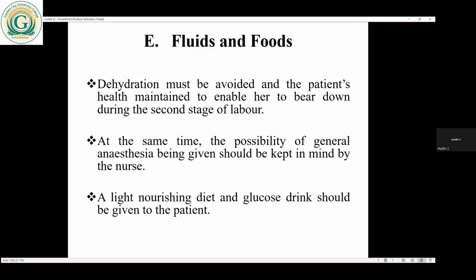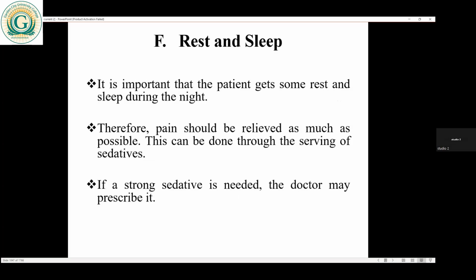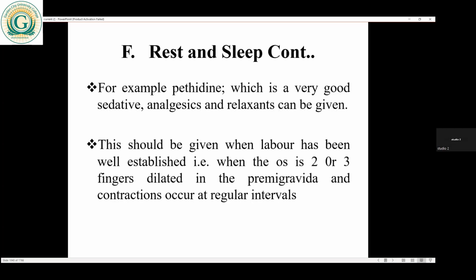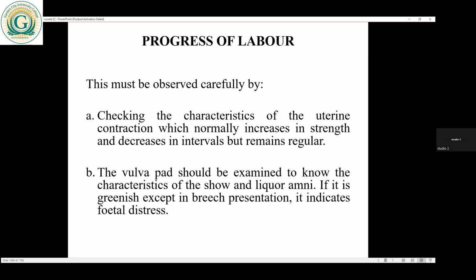She should rest. If she comes very early and she's finished sleeping, she should rest. And then she can also be given good sedative analgesics, and a relaxant can be given, but you have to be very careful about the type of sedative that you are going to give, because then you check the progress of labor. That is where the partograph is used.